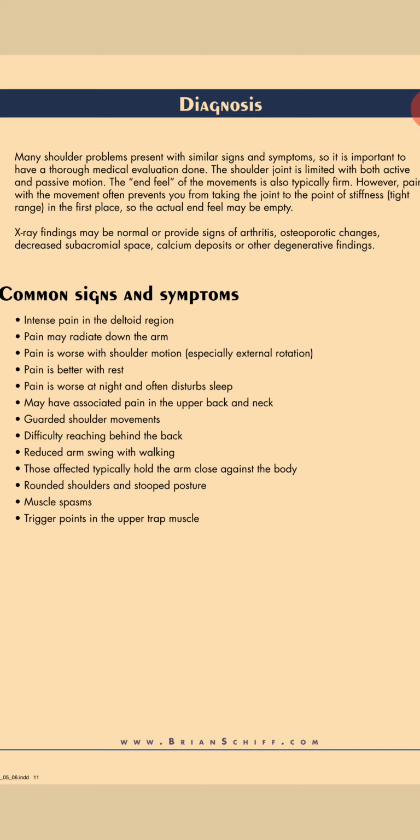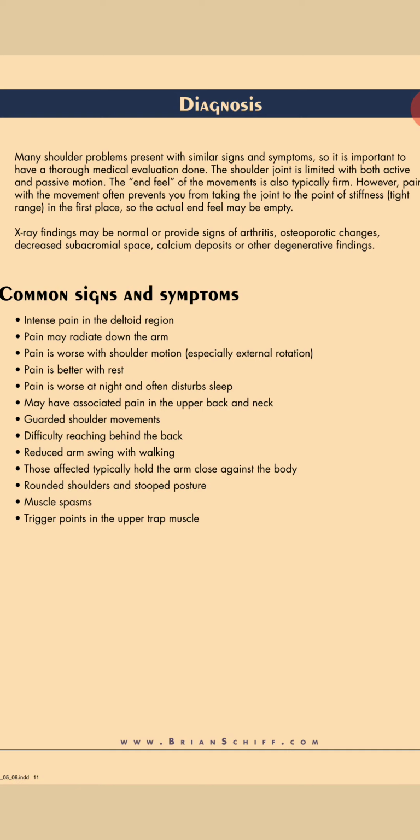X-ray findings may be normal or provide signs of arthritis, osteoporotic changes, decreased subacromial space, calcium deposits, or other degenerative findings. Common signs and symptoms: intense pain in the deltoid region. Pain may radiate down the arm. Pain is worse with shoulder motion, especially external rotation.